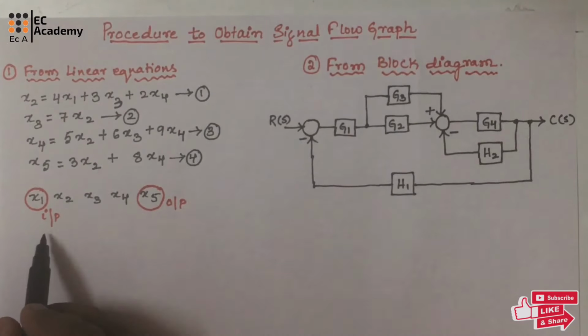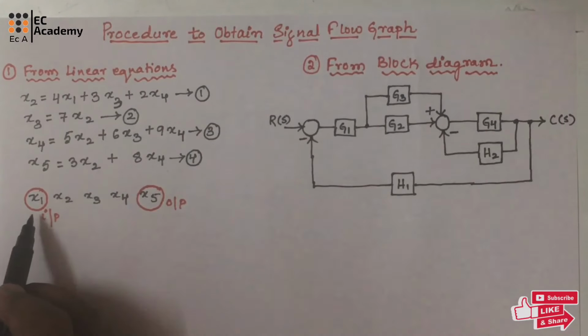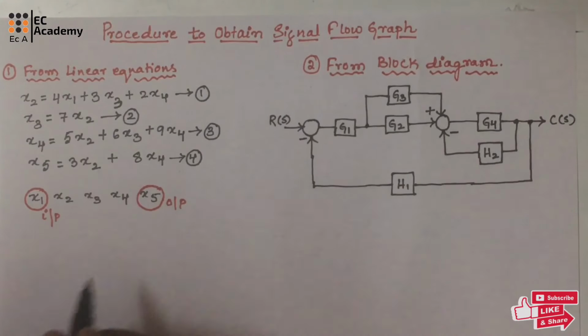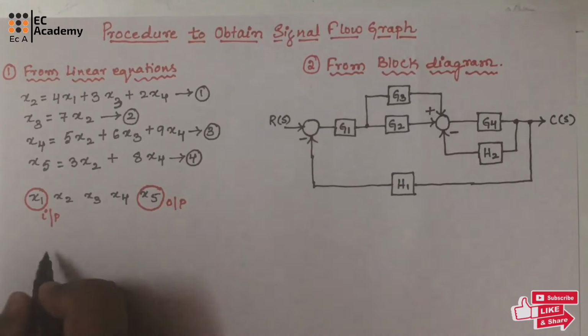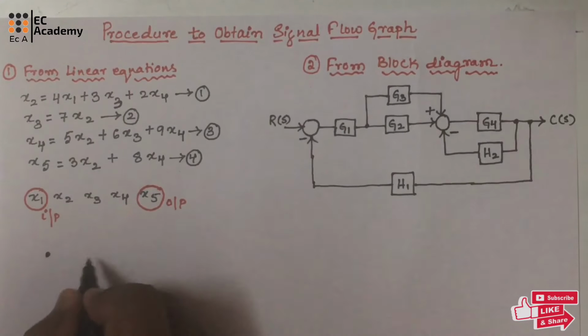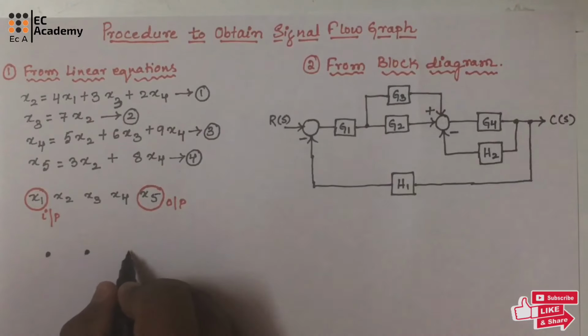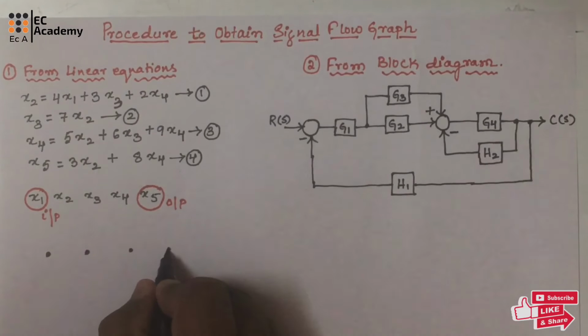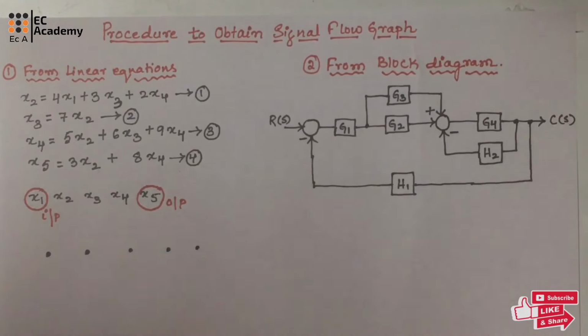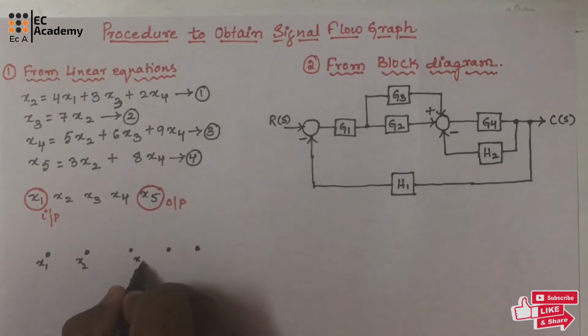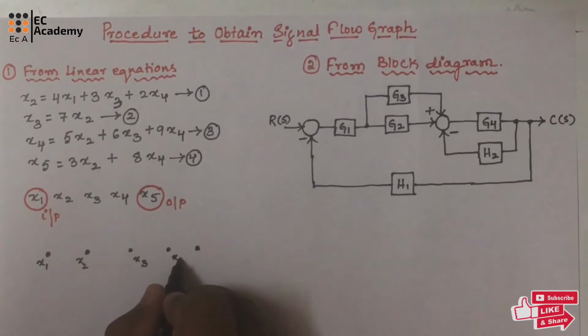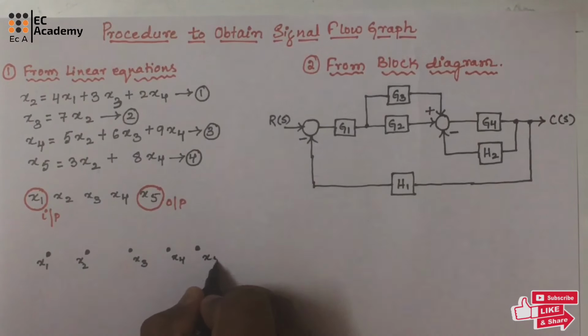After identifying the input and output, we need to represent these variables in the form of nodes. Let us write 5 nodes because we have 5 variables: 1, 2, 3, 4 and 5. Let us name these as x1, x2, x3, x4 and x5.